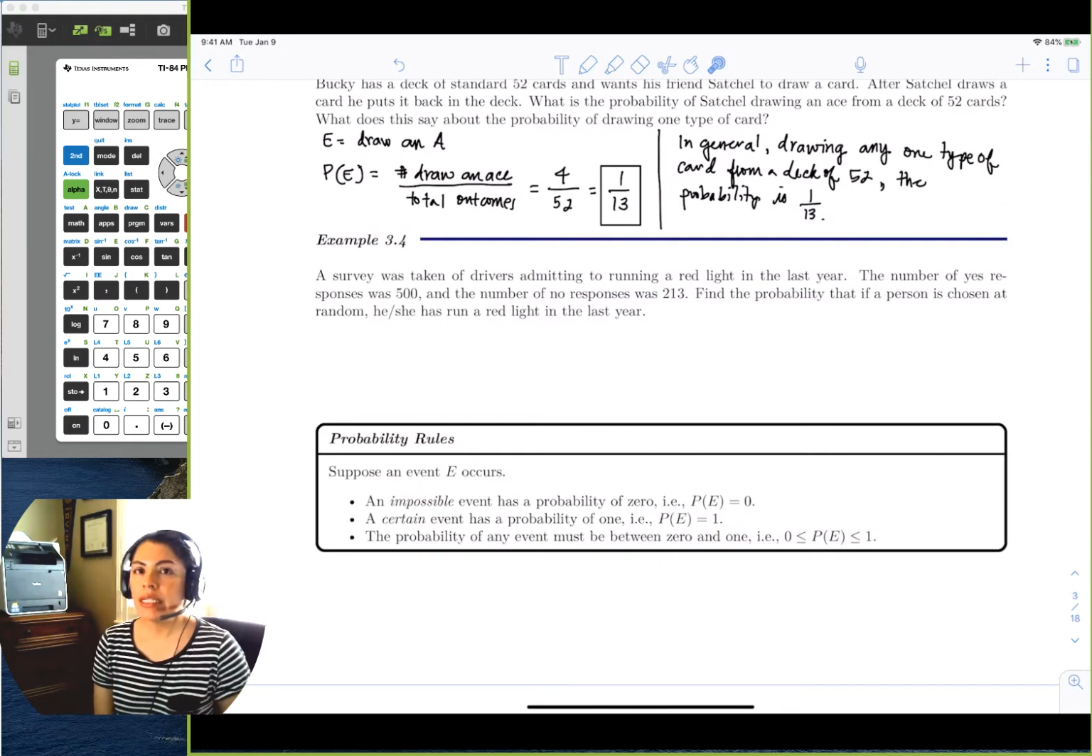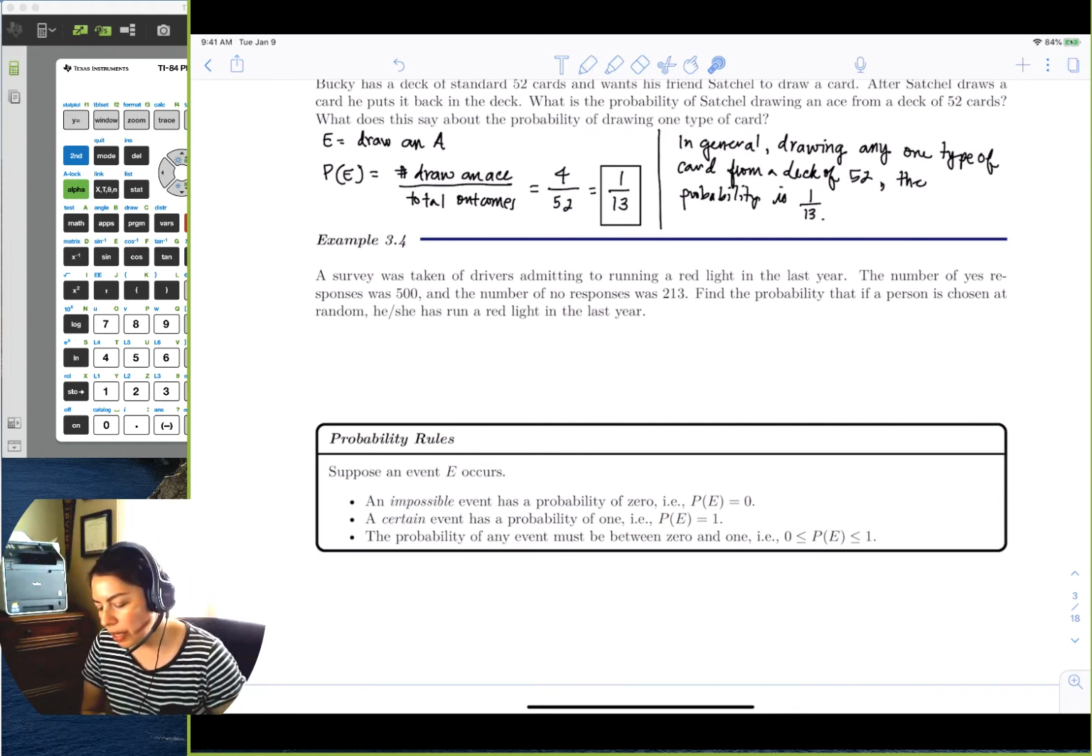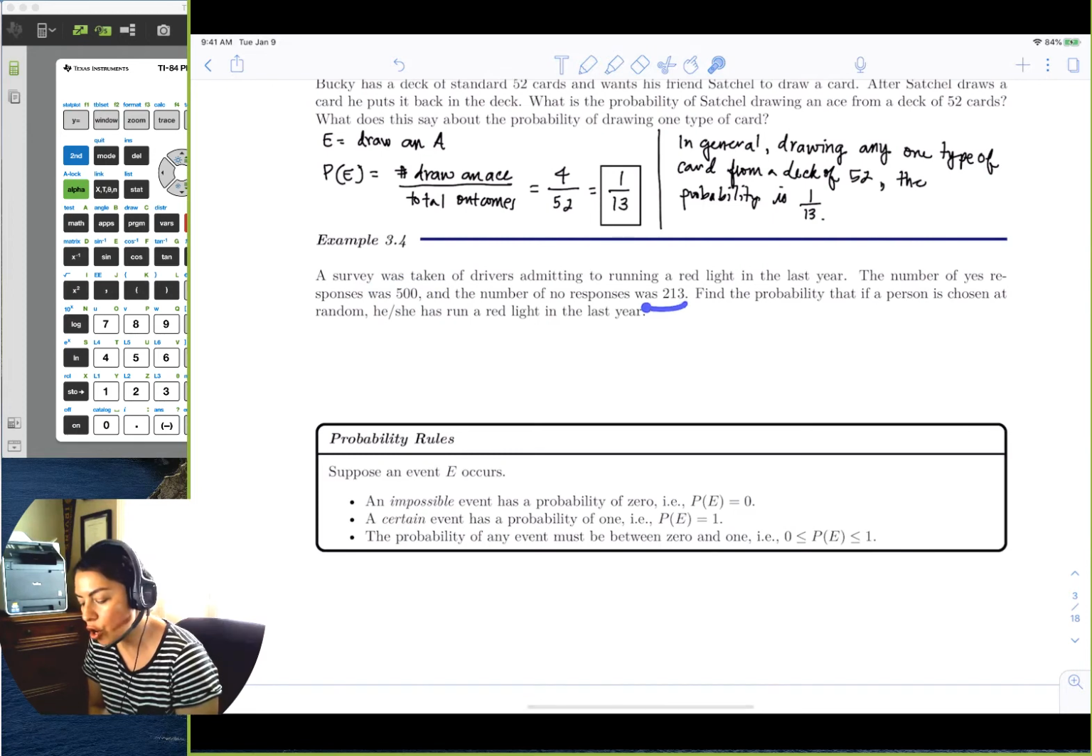So let's look at this a little bit differently. Let's look at a more applicable problem. A survey was taken of drivers admitting to running a red light in the last year. The number of yes responses was 500 and the number of no responses was 213. Find the probability that if a person is chosen at random, he or she has run a red light in the last year.